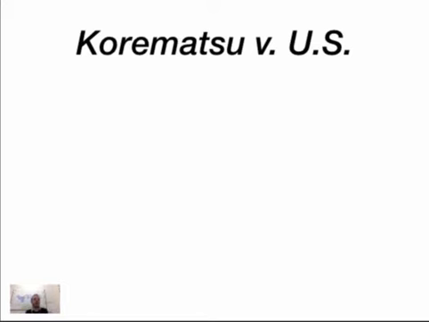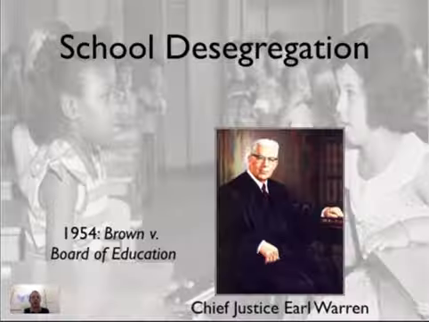Next, let's look at Korematsu versus United States in 1944. Why is this case so important? In this case, this is when the Supreme Court ruled that interning Japanese Americans during World War II, even those Japanese Americans who were citizens born in the United States, was legal. Now, later, the government will apologize for this action and pay reparations to the survivors or descendants of those people interned. But at the time, the Supreme Court ruled that it was legal.